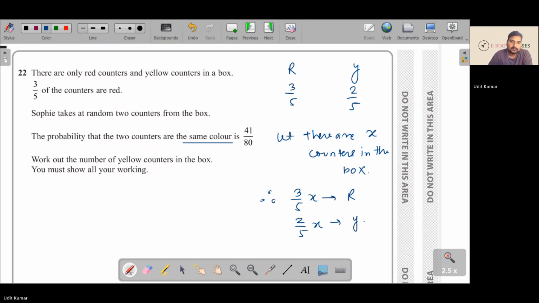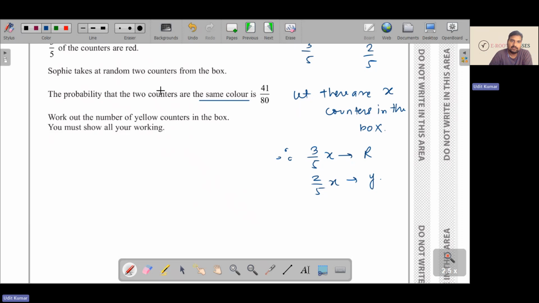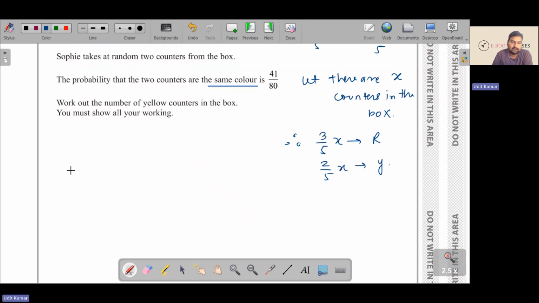If it is not given in the question, we always take it that repetition is not allowed, meaning once she takes 1 counter, she does not put it back. So she has taken 2 counters, and the probability that both are of the same color is 41 by 80. That means either the first counter is red and the second is red, or, and whenever there is an or, you have to add, the first is yellow and the second is yellow.